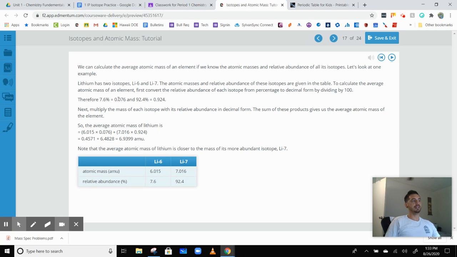So we're going to take these decimals and multiply them by their mass number. So 6.015, which is the mass of the lithium-6 atom, times its percent abundance, or 0.076. We add that to the same thing with the other isotope. So 7.016 times 0.924, that 92.4%. We add those together and we get 6.9399 AMU. So that's the average atomic mass, and that's what you would see on the periodic table.